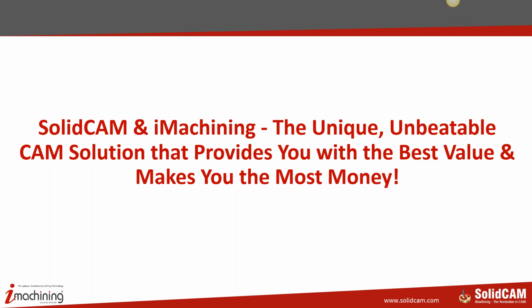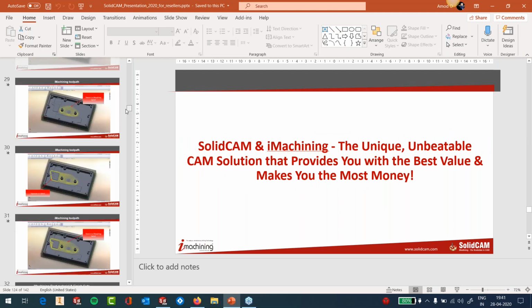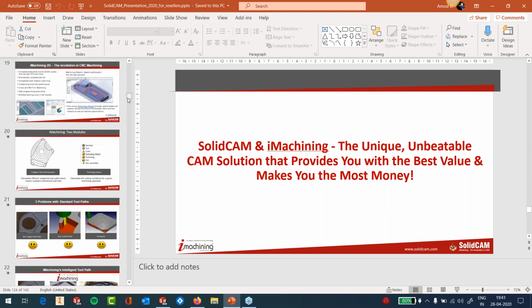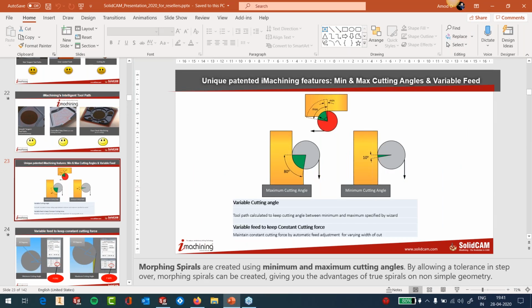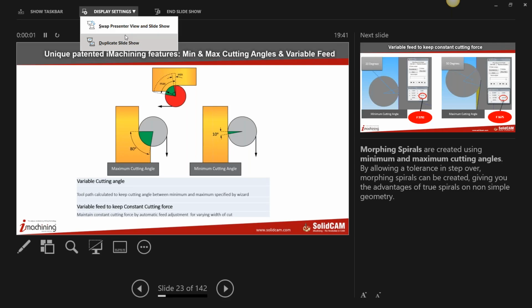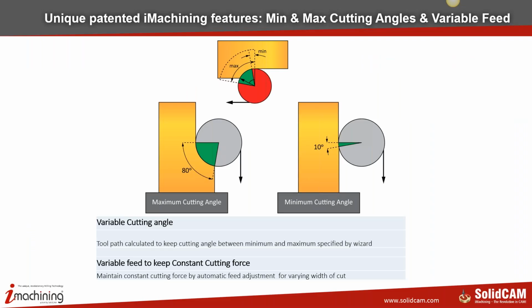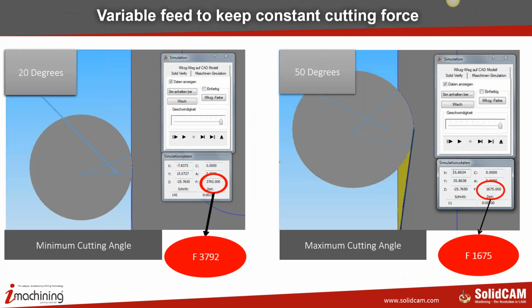How is the HSM offered by other software different from iMachining? That's a good question. For that, I'll have to go back to my very first slide, where I explained certain things. Do you remember the slide? I explained that there are two things in it. One is the variable cutting angle. Nobody is offering this. And the other is the variable feed rate based on the cutting angle that is in contact. Now, both of these together generate constant cutting force.